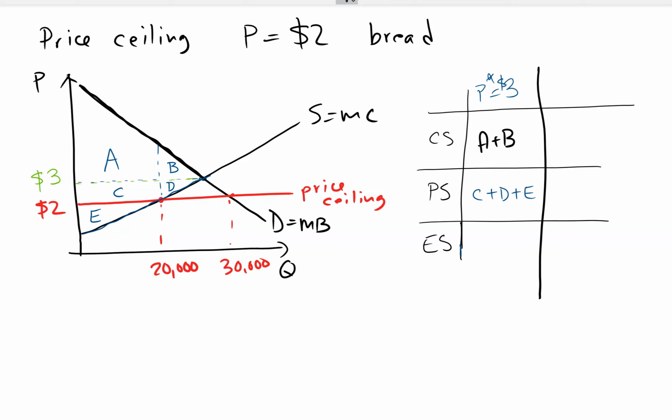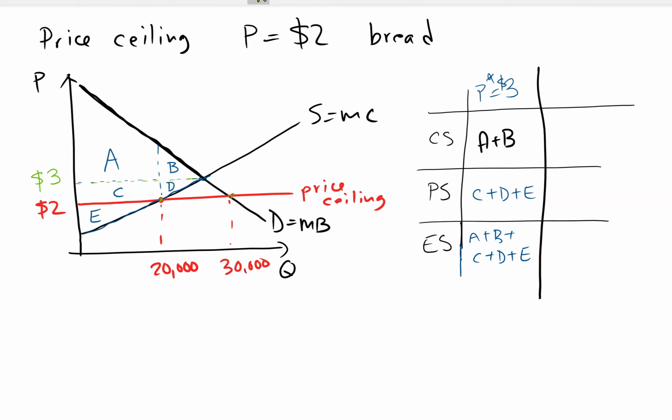And so the economic surplus is all these put together: A plus B plus C plus D plus E. You can think of these two right triangles put together as one big triangle. So that's our total economic surplus when we don't have a price control. Now we bring in our price control.